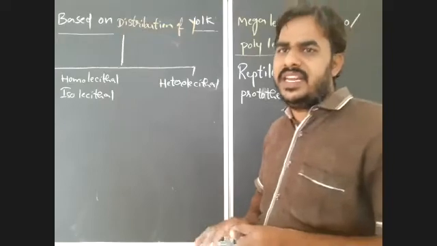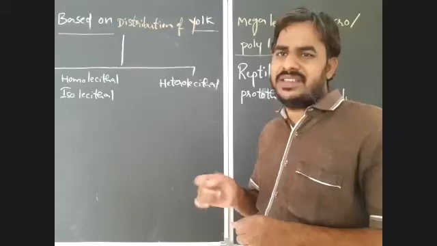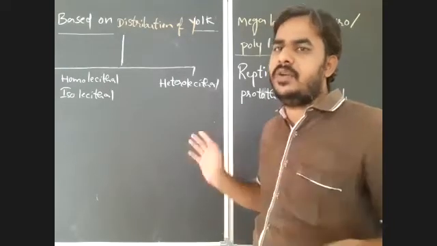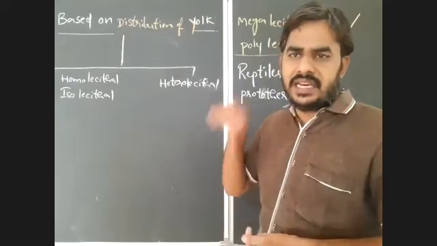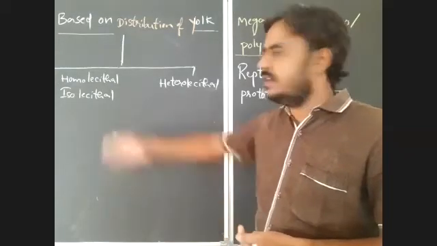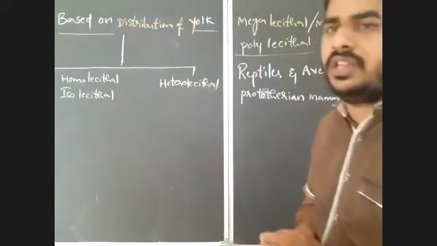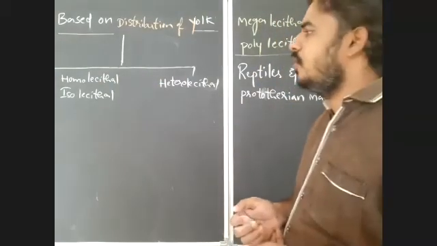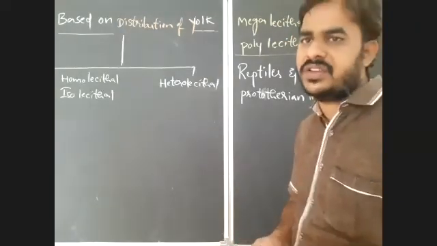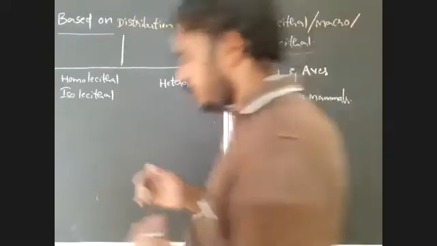Even in alethal eggs, there is no yolk, but in some cases a very minute, negligible amount of yolk may be present. If a negligible amount of yolk is present in the alethal eggs, that is also uniformly distributed throughout the egg. So this type of eggs are known as homolethal eggs or isolethal eggs. What are the examples for this type of eggs? In Echinodermata, which type of eggs do we notice? That is homolethal eggs.